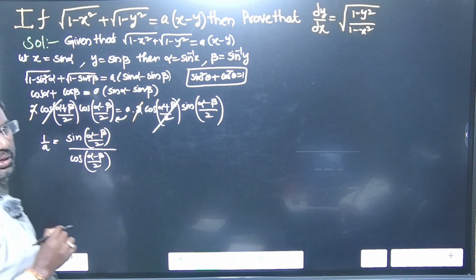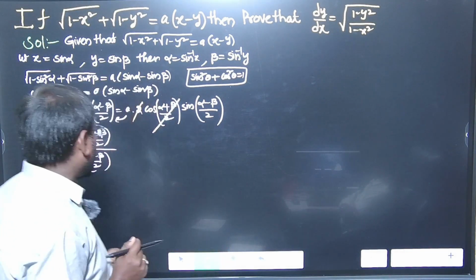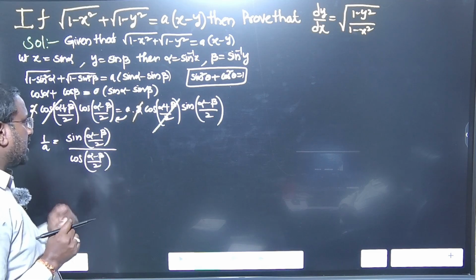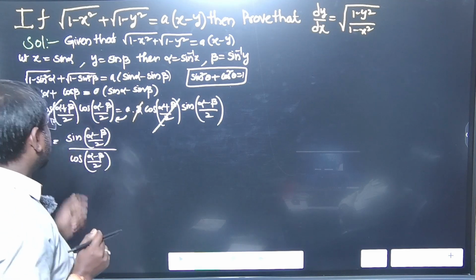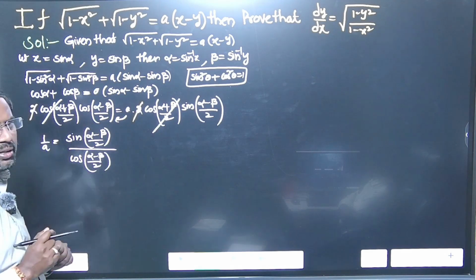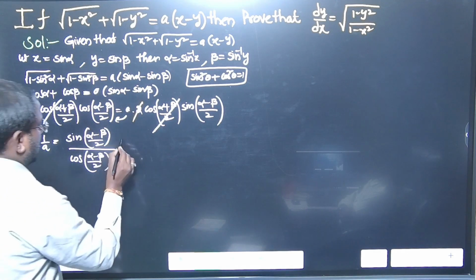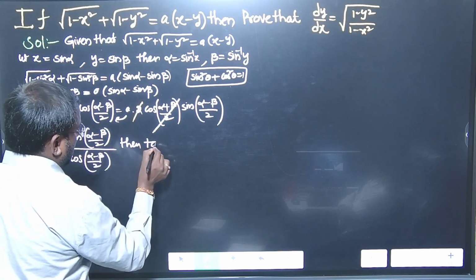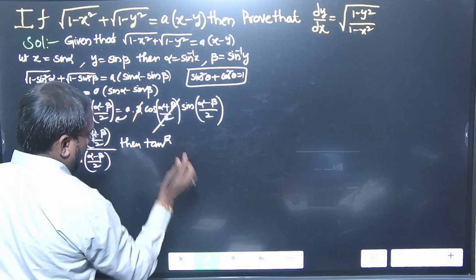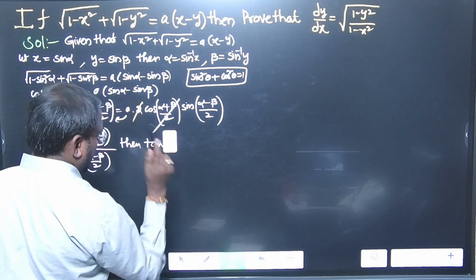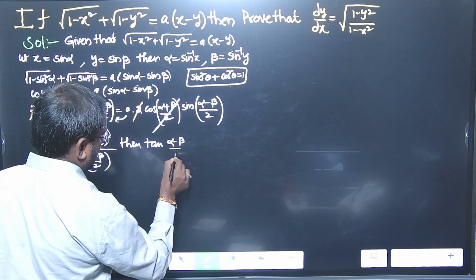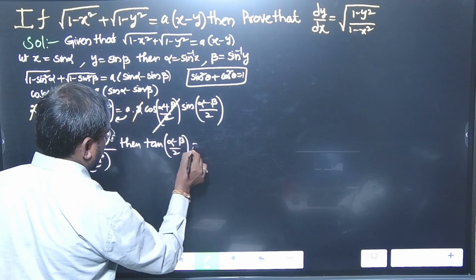By observation, the angles are equal on the right-hand side: alpha minus beta by 2 in the numerator and alpha minus beta by 2 in the denominator. Then we can apply sin theta by cos theta, that is tan theta. So we get here sin by cos as tan. So, students, tan of (alpha minus beta) by 2. Now what remains?